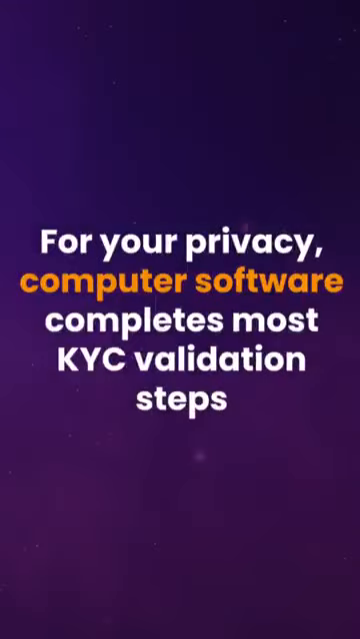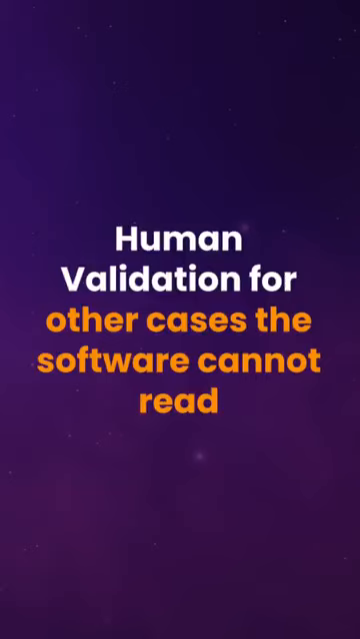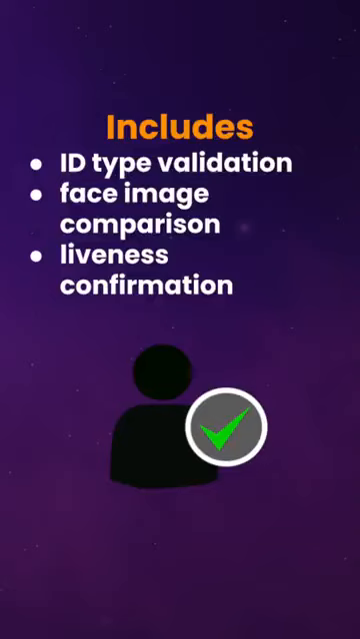In this KYC solution, most steps of a KYC check will be performed by machines automatically, including data extraction from documents, data obfuscation, data matching, account name matching, and sanction screening. Human validators will only help with the identity authentication process when machine automation falls short, including ID type validation, face image comparison, and liveness confirmation, to prevent cheating in the KYC process. These are selected Pioneers who have already passed KYC, verified their identity, and have legally agreed to maintain the confidentiality of any data they see.